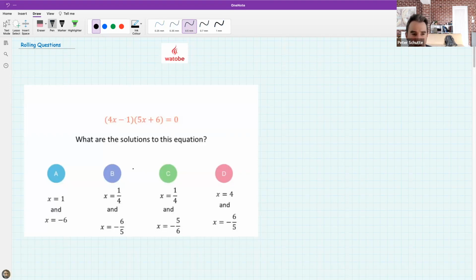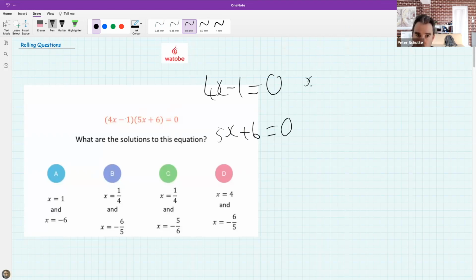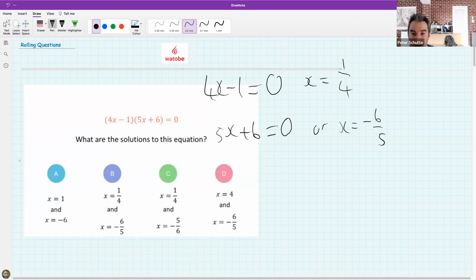My answer, I think it will be B. B. Okay, let's see if I agree with you. I haven't done this question yet, but what I would have done is split these 2 pieces, and then I would have got x is 1/4, or x is -6/5. So I would agree that it is B.